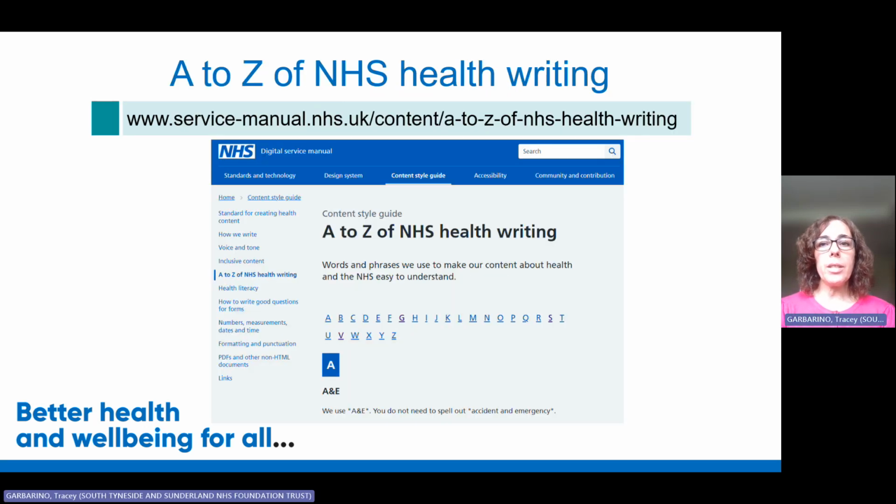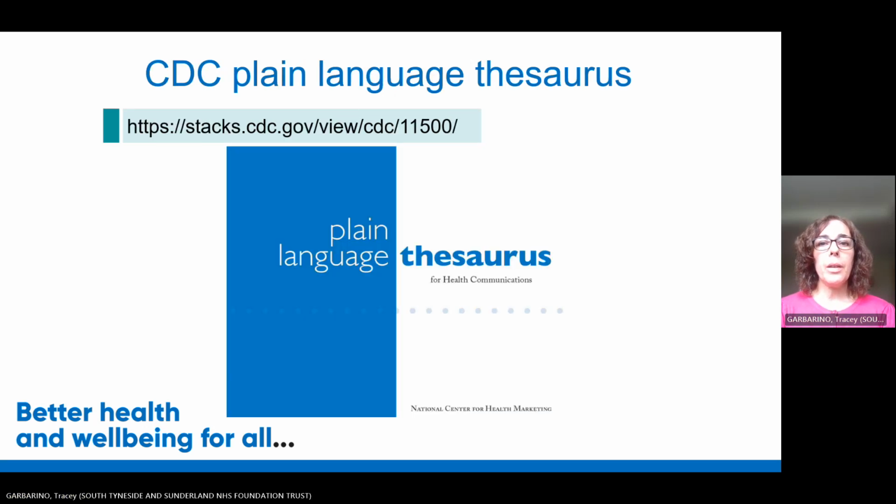There's also the A to Z of NHS health writing. This offers a simpler way of saying medical terms. You can also use the CDC Plain Language Thesaurus. It's very similar to the A to Z of writing, offering simpler words to say medical terminology. However, do be careful, this is an American version.